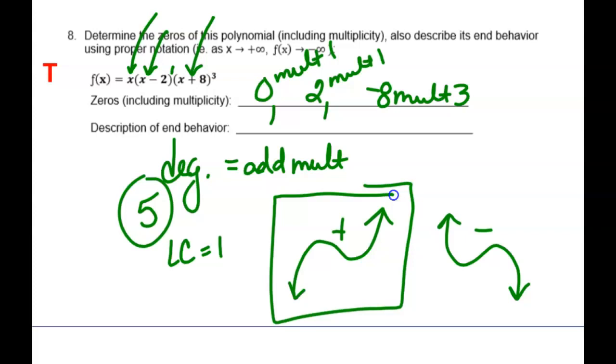You can type that thing in and graph it, but you're going to have to fiddle around a lot to find a window, okay? It's much easier just to know that an odd degree with a positive leading coefficient goes this way. If it was an even degree with a positive leading coefficient, both ends would be up, or both ends would be down if it was even degree with a negative leading coefficient. Everybody okay?